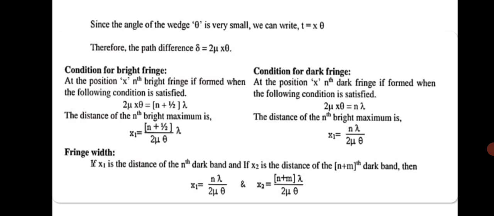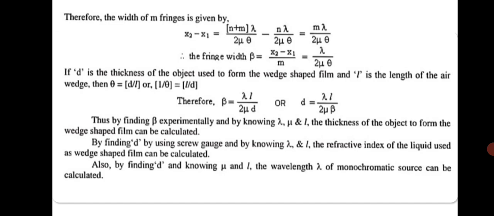Then fringe width. If x1 is the distance of the nth dark band and x2 is the distance of the (n plus m)th dark band, then x1 is equal to n lambda divided by 2 mu theta and x2 is equal to (n plus m) lambda by 2 mu theta. Therefore, the width of m fringes is given by x2 minus x1. Therefore, x2 is (n plus m) lambda by 2 mu theta minus x1, which is n lambda by 2 mu theta. If you simplify, you will get m lambda divided by 2 mu theta. Therefore, the fringe width beta is equal to (x2 minus x1) divided by m, which is equal to lambda by 2 mu theta.